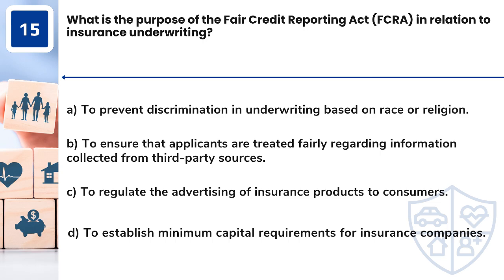Question 15. What is the purpose of the Fair Credit Reporting Act, FCRA, in relation to insurance underwriting? A. To prevent discrimination in underwriting based on race or religion. B. To ensure that applicants are treated fairly regarding information collected from third-party sources. C. To regulate the advertising of insurance products to consumers. D. To establish minimum capital requirements for insurance companies.